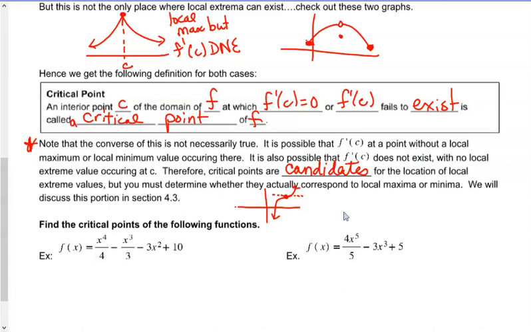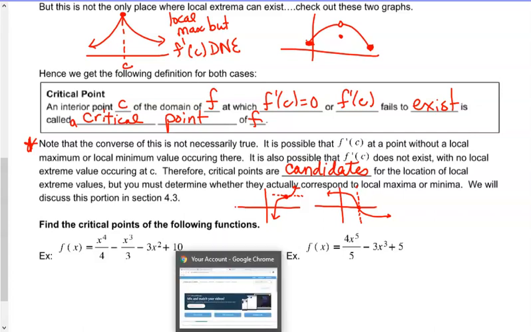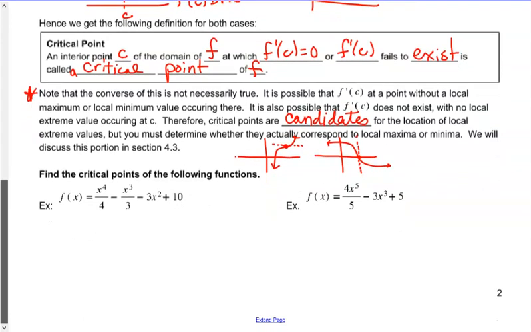The other situation is if I have something like a negative cube root of x. Here, at this point where they change direction, we have a vertical tangent where the derivative would not exist, so f prime of c does not exist, but we do not have a local max or min. So those two situations are what we're talking about up here, when it is possible to have a derivative equal to 0 or not existing and not having a max or min there.